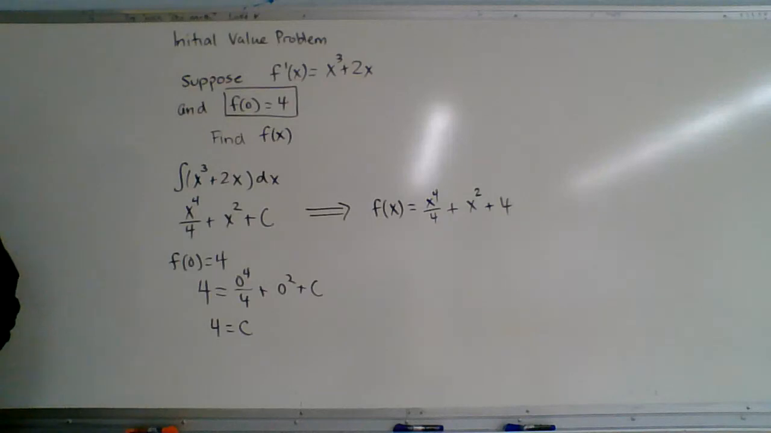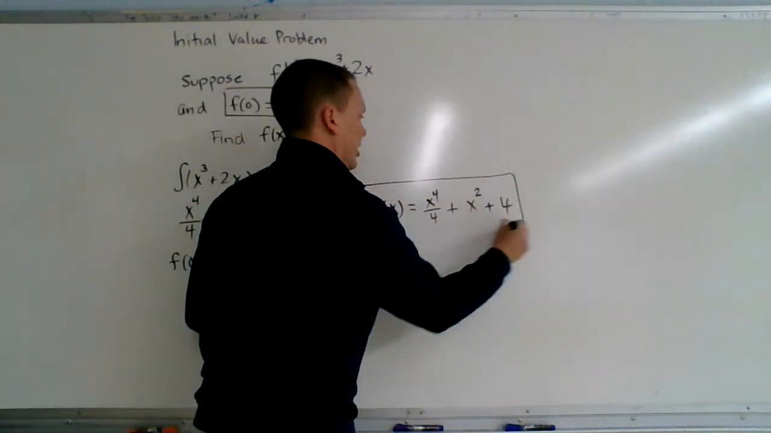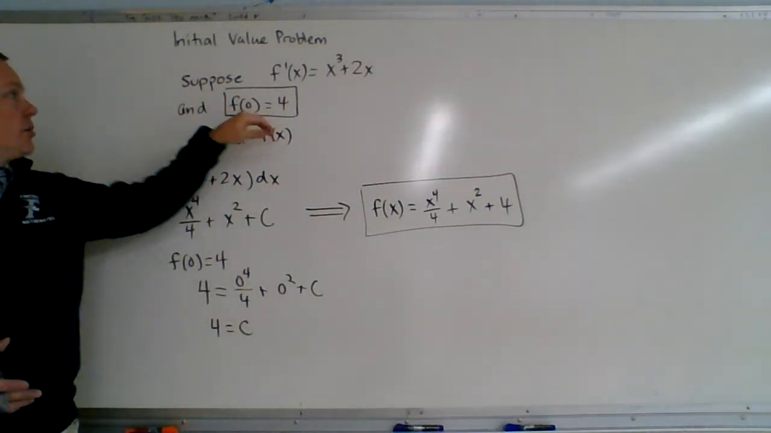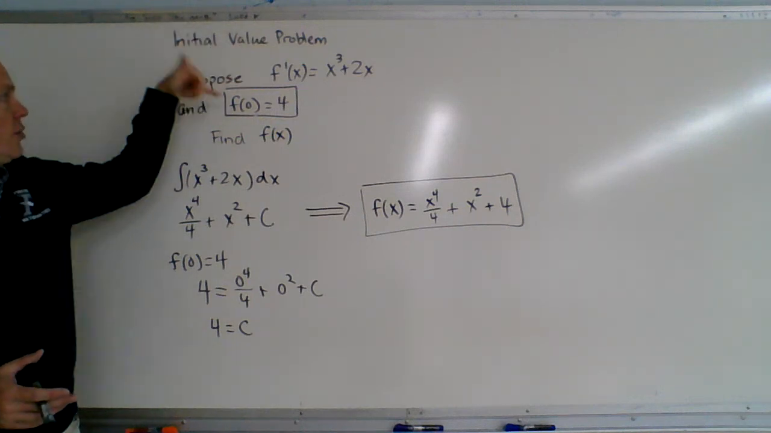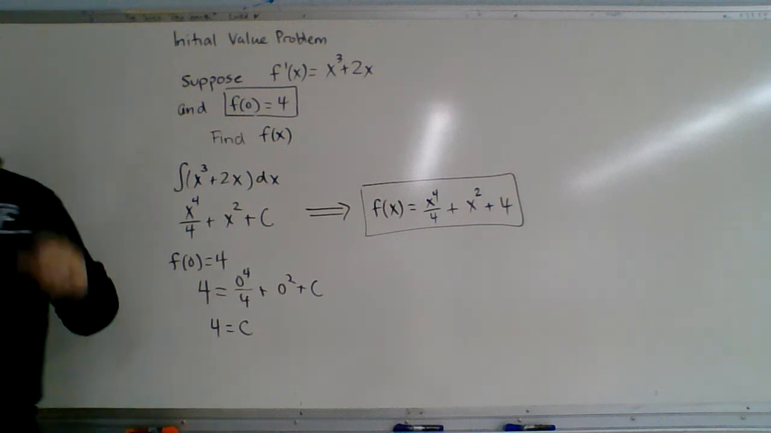Okay? So this is what we call a particular member of that family of antiderivatives. It only works because we went through that point. We said, all right, we know our derivative, we know a point, here's our function. Okay. Let's do one more example like this.